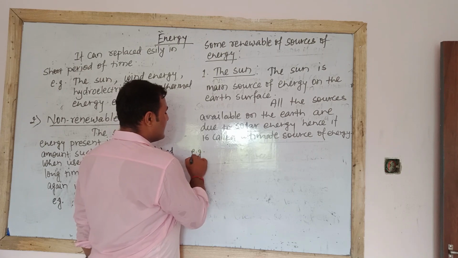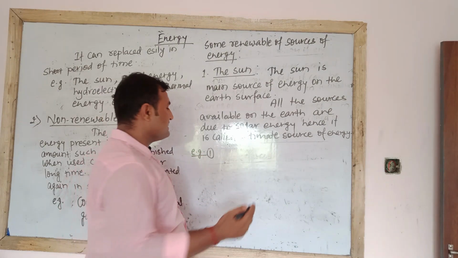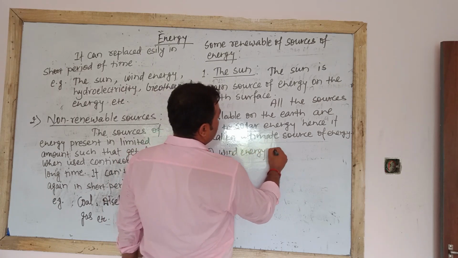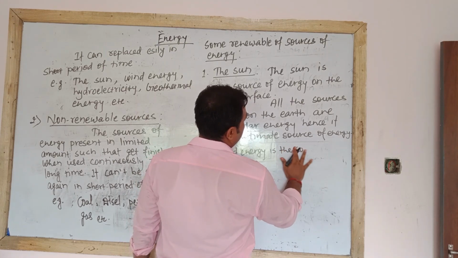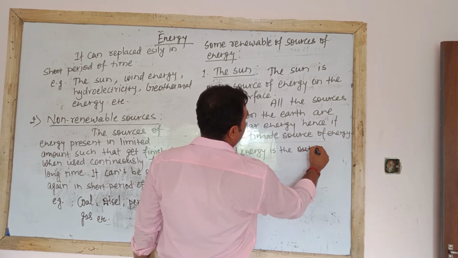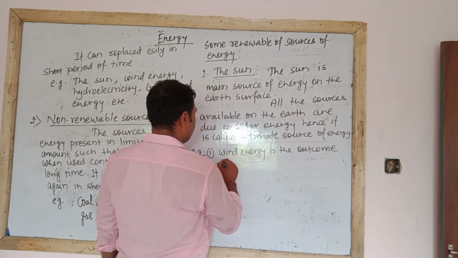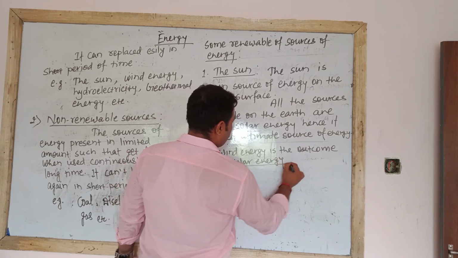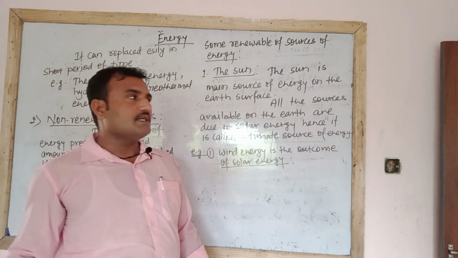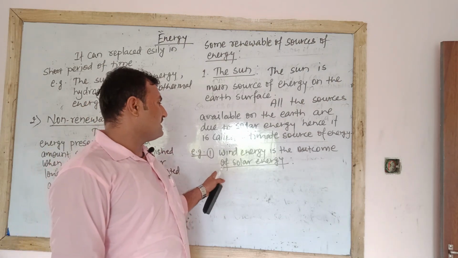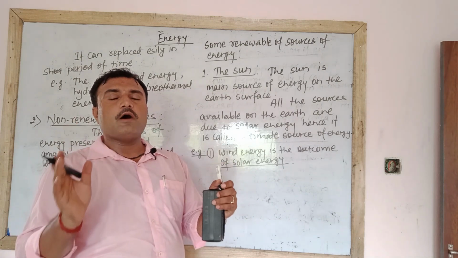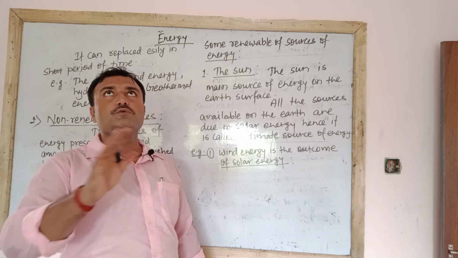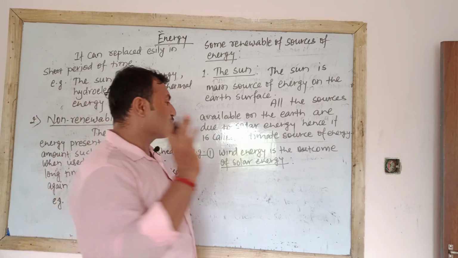As for example, we can describe this ultimate source of energy as a wind energy is the outcome of solar energy. Wind energy is caused by solar energy. How wind energy depends upon solar energy? We know that wind energy is obtained from moving air, and on the earth's surface wind blows due to difference in temperature caused by solar energy.